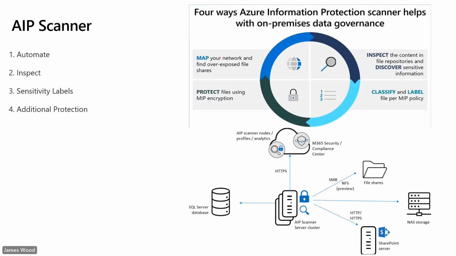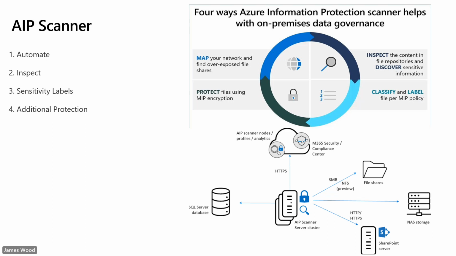And then finally, the last key component of our information protection strategy is the Azure Information Protection, the AIP scanner. This is a tool that allows us to scan our on-premises data sources, such as file shares and SharePoint sites, to identify and classify sensitive data. So it helps us to discover and secure data that might be vulnerable to exposure or misuse.